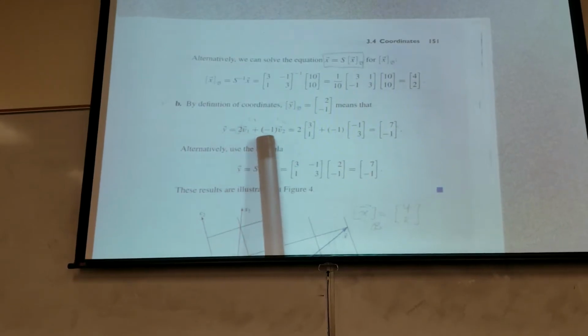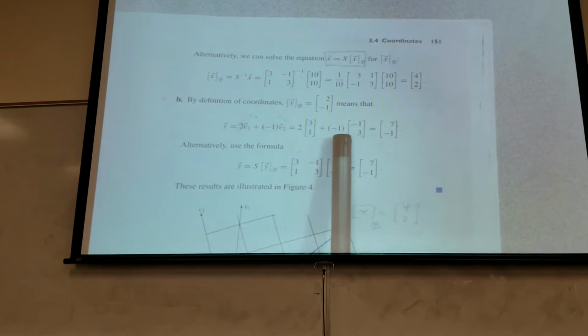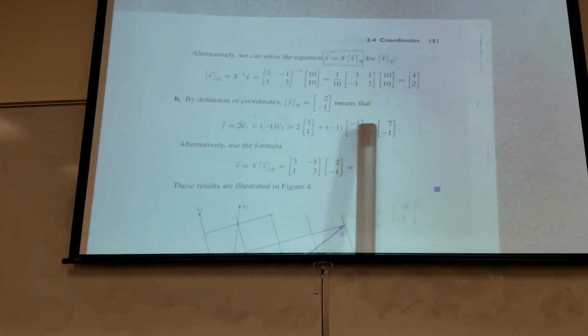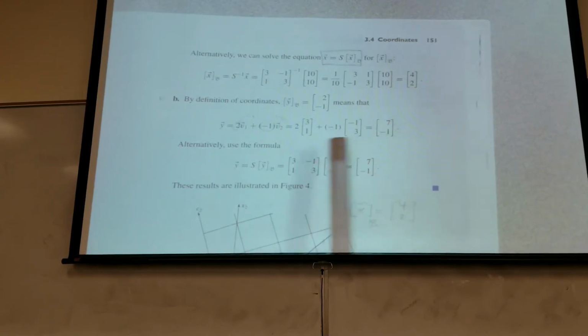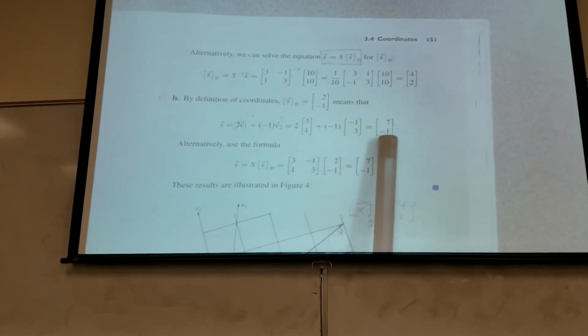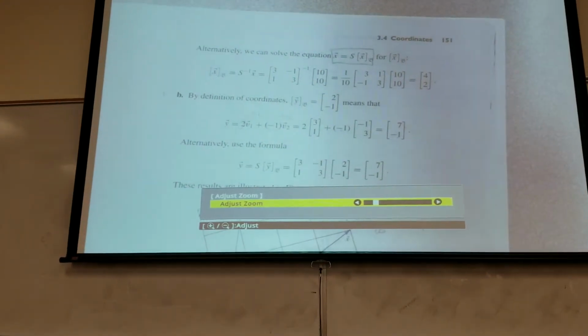2 V1, V1 is 3, 1, plus minus 1 times V2, that's minus 1 and 3. So 6 plus 1, you get 7. 2 minus 3, you get negative 1. So that's how you find the vector.